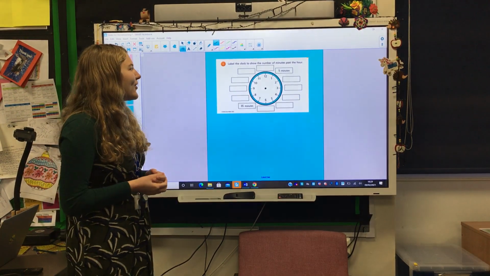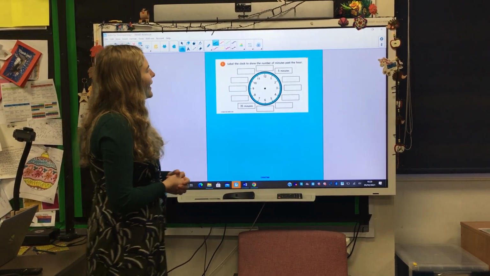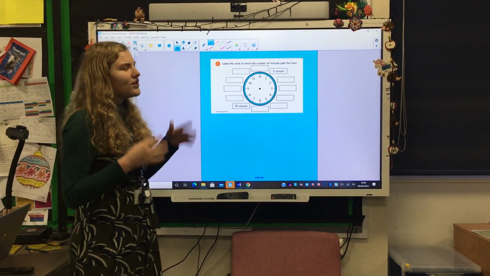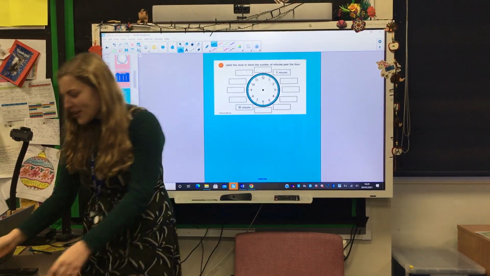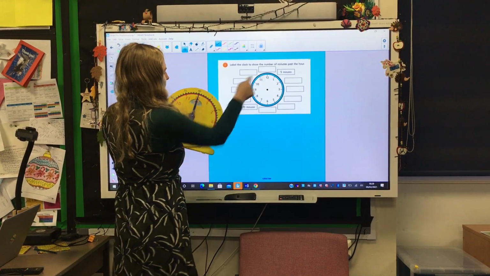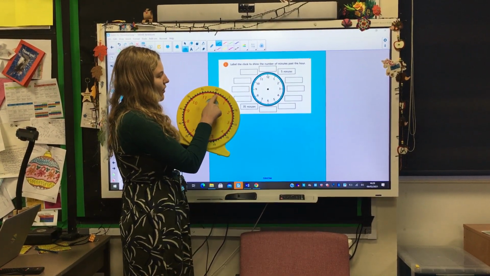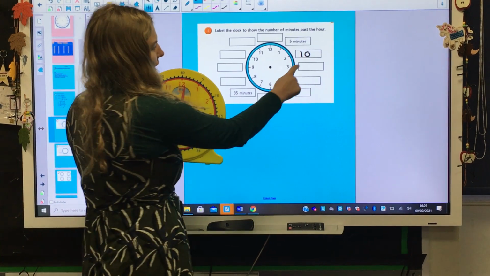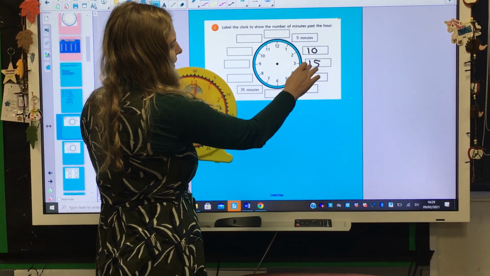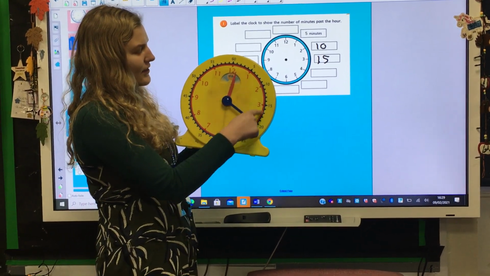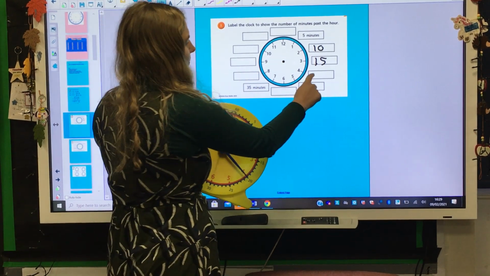Okay, welcome back. So, as you can see, we've got a lovely clock face. We need to label the clock to show the number of minutes past the hour. We're moving in intervals of 5 today, just like my lovely clock here, which will help us. On the 1, we're 5 minutes past. On the 2, we are 10 minutes past. On the 3, we are 15 minutes past. And as you can see, these are going in intervals of 5 each time. So when the big hand is on the 4, it's 20 minutes past.